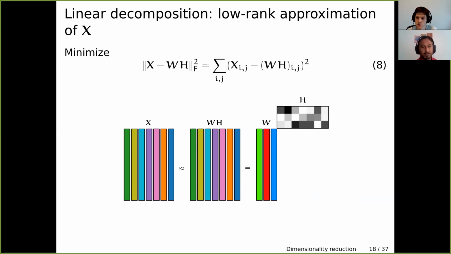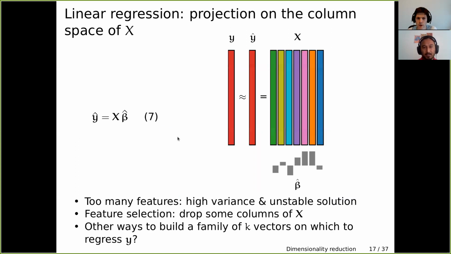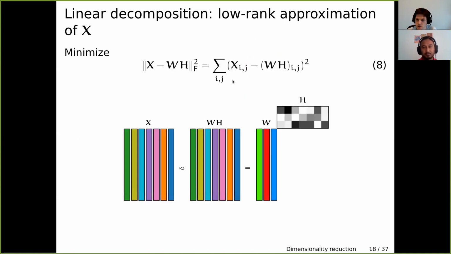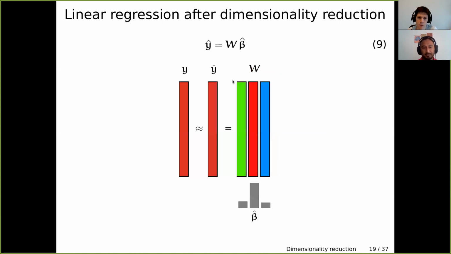Yeah, it's the same criterion. So this approximation here of the first column of X is close to X if their square distance is small, in the same way that here this approximation of Y is close to Y if their square distance is small. Right.